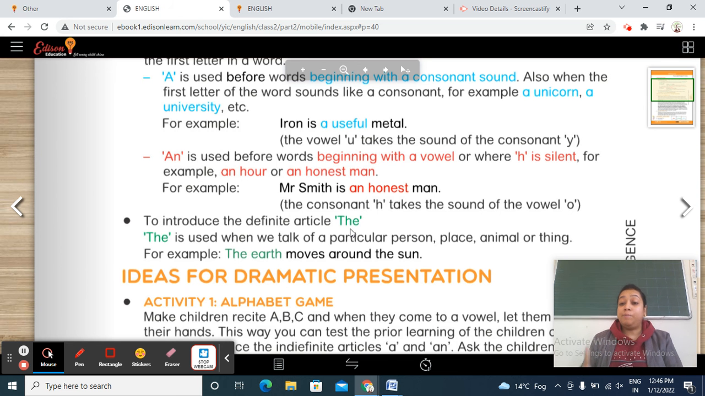We write the with the places like the Taj Mahal, the Qutub Minar, the Red Fort. Getting this point? In the places we include only the monuments, you can say, not the name of the country, city, or state.